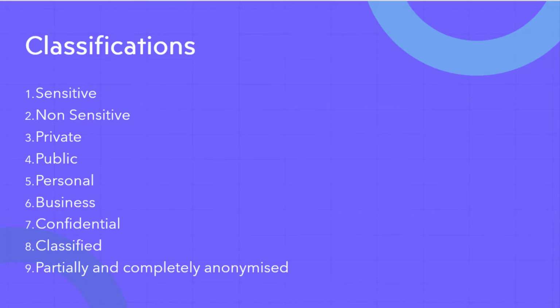There are 9 different classifications of data. There is sensitive data, non-sensitive data, private, public, personal, business, confidential, classified, and partially or completely anonymised. Now, none of those should really be confusing to you. They shouldn't be words that you have never heard before, and you should be able to read them and go, I kind of get the idea.